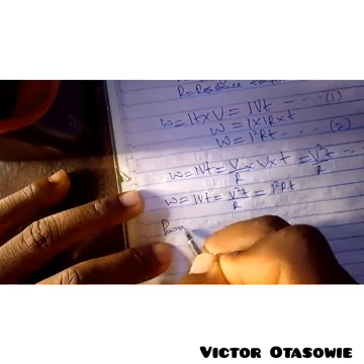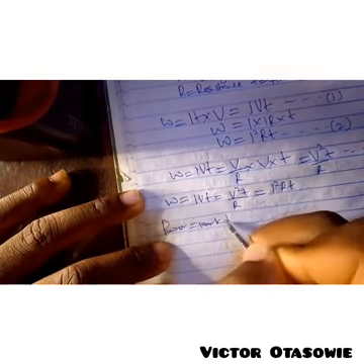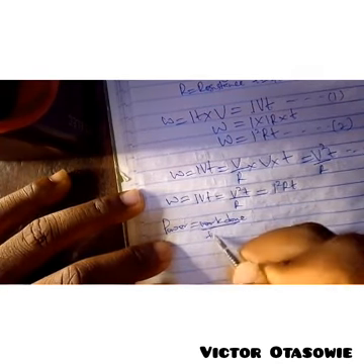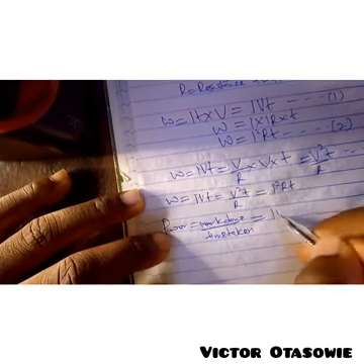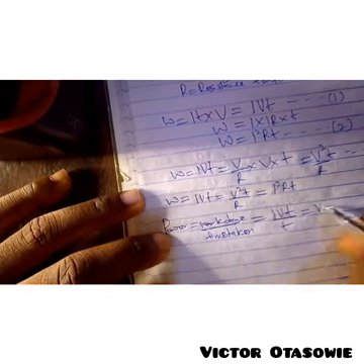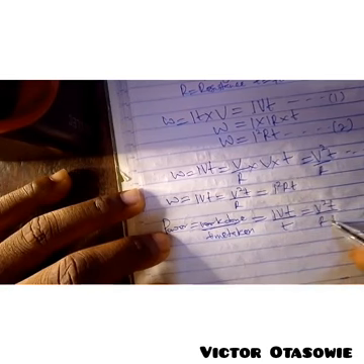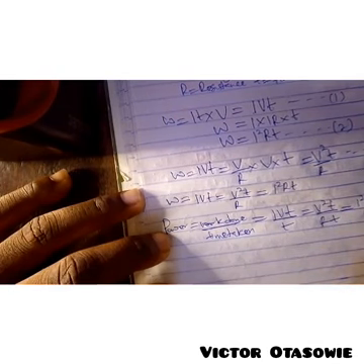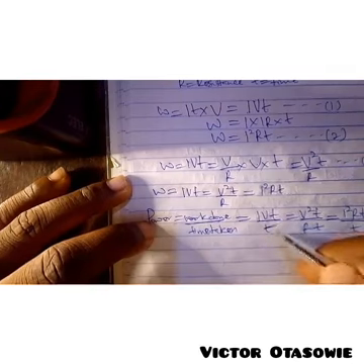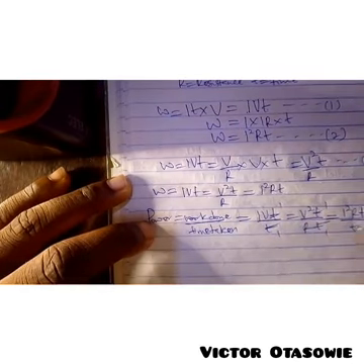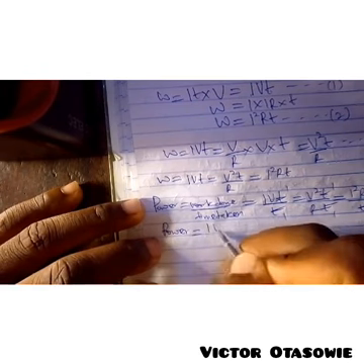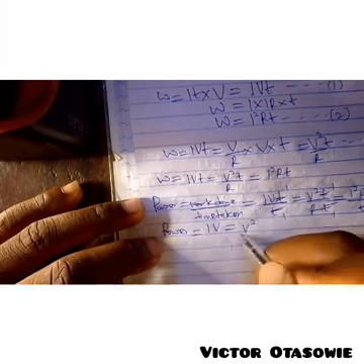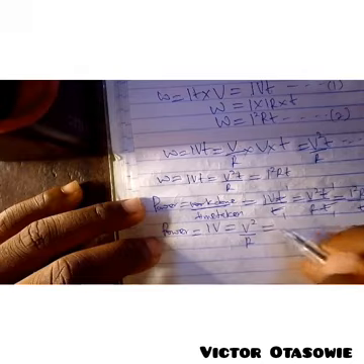Then also you take note that power is equal to work done over time taken. So the work done we already calculated: IVT over T, V square T over RT, equal to I square RT over T. T here cancels T here. So we have that power is equal to IV, is equal to V square over R, is equal to I square R.